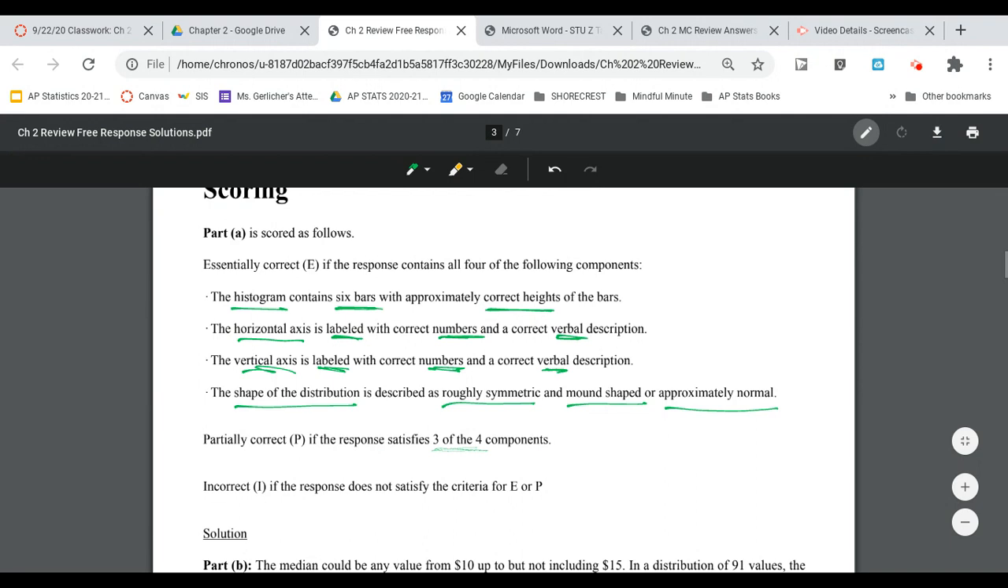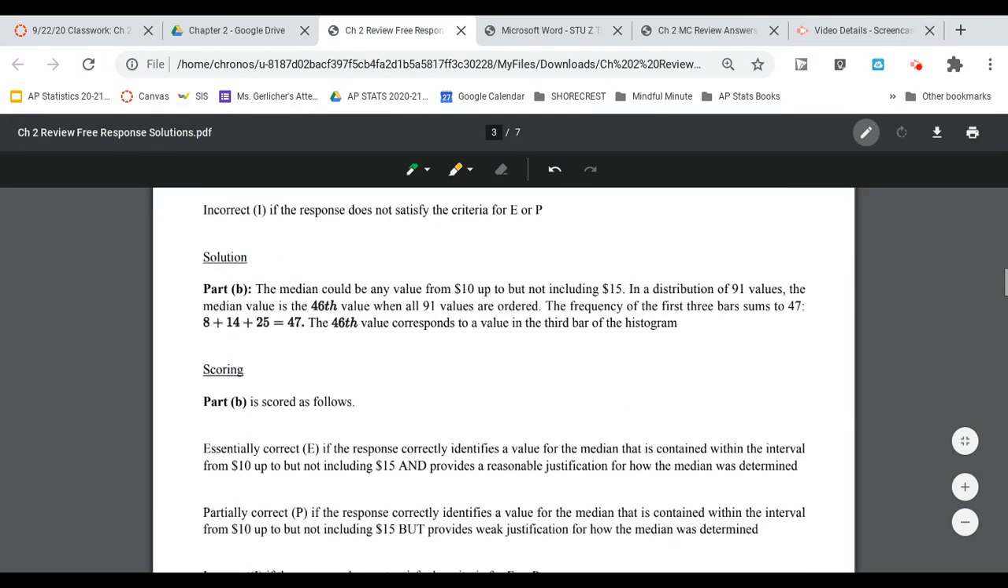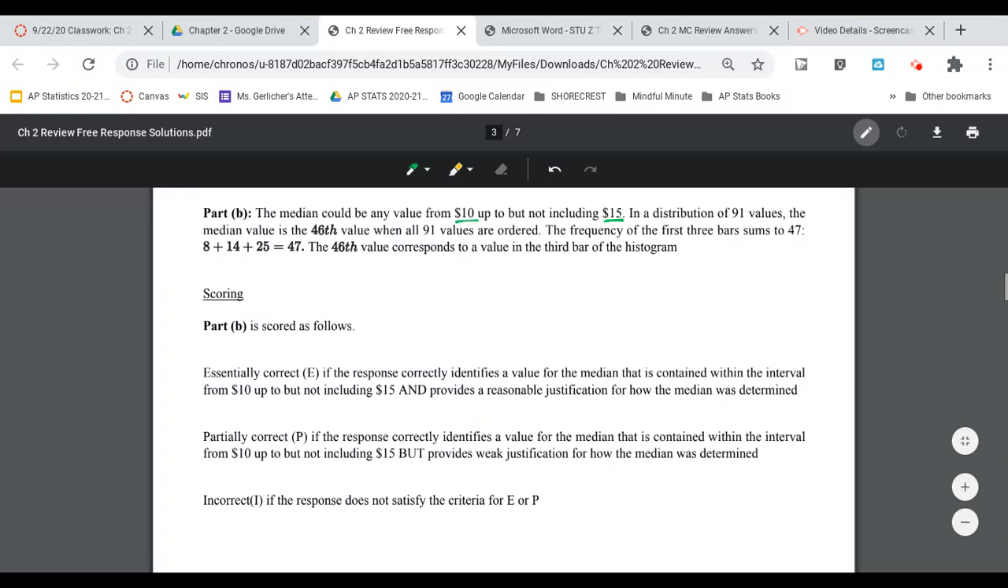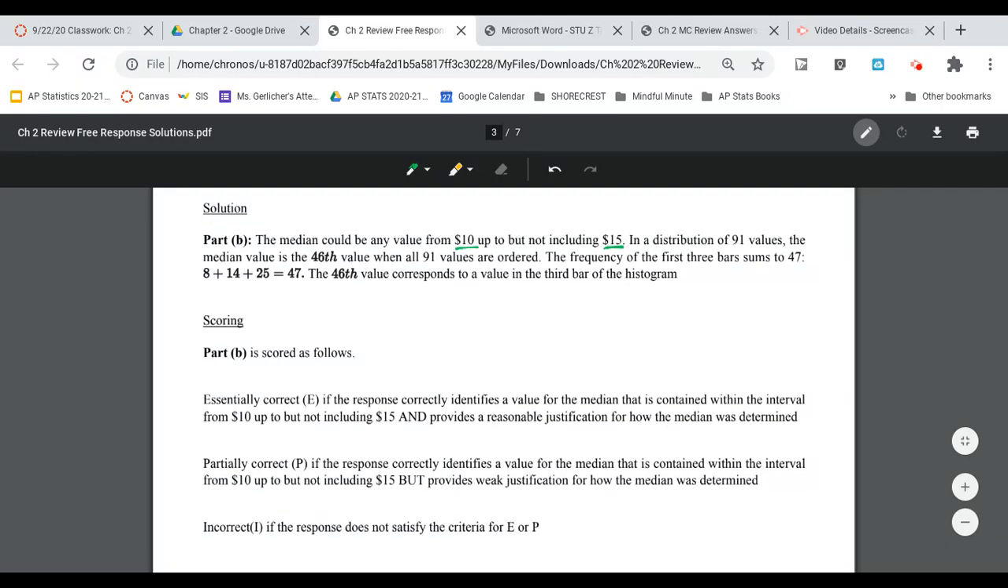Okay. Now B, what they were looking for was your actual answer for the median to be between 10 and 15, so in that bar. And then they needed some description of how you got there. Let me look down here. To be essentially correct, it has a correct value for the median and provides a reasonable justification. So they have their example of a reasonable justification. You could word it differently.